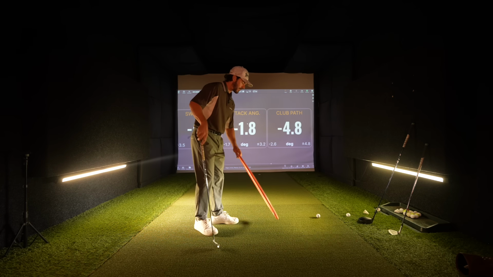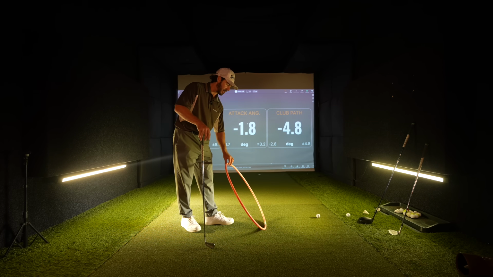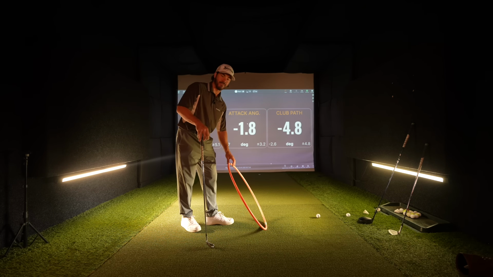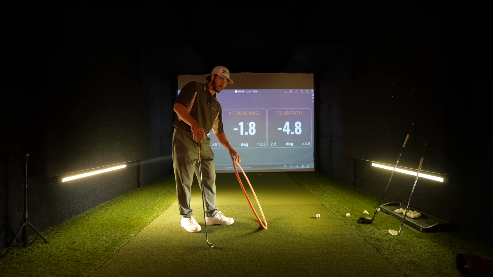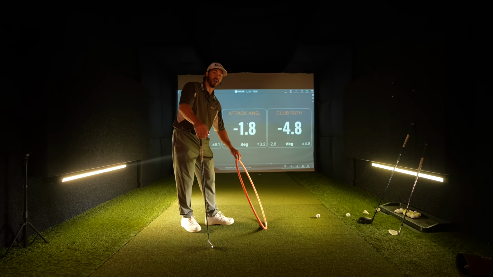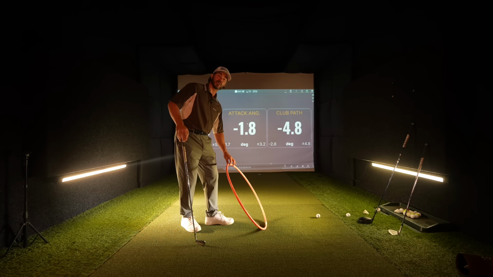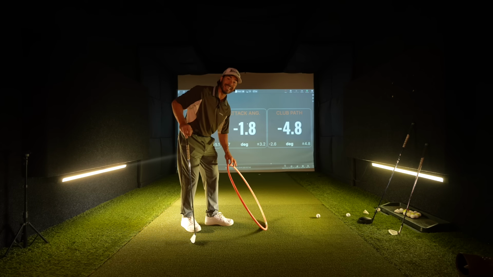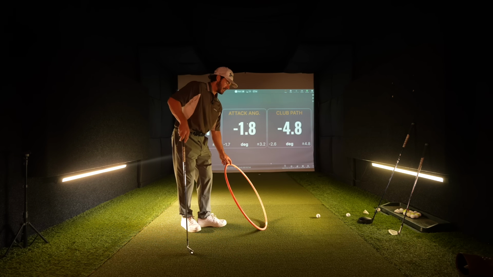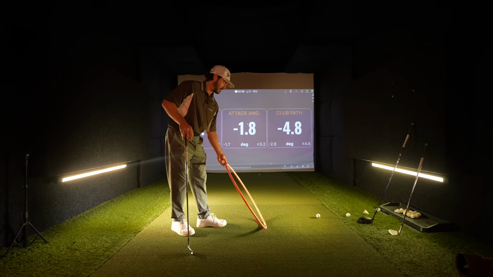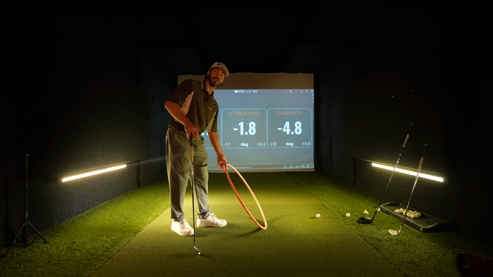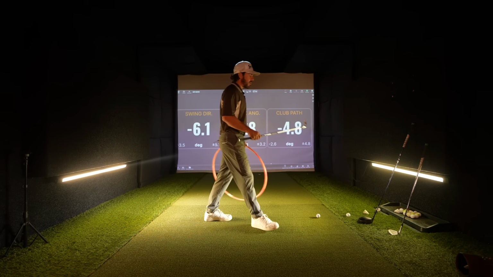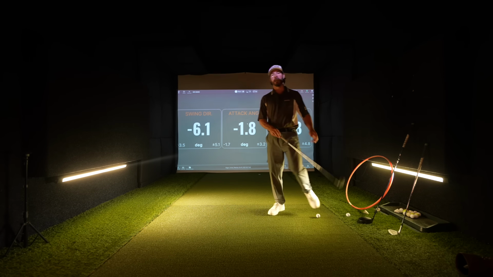So to keep it simple, let's say our swing direction is 0, we're perfectly in to in. Let's say we're hitting 5 degrees down, and just to keep the math simple, a 45-degree swing plane, 0 swing direction, hitting 5 degrees down, our path is going to be 5 degrees in to out, or 5 degrees to the right. If we're hitting 5 up with a 0 swing direction and a 45-degree swing plane, our path is going to be 5 left.